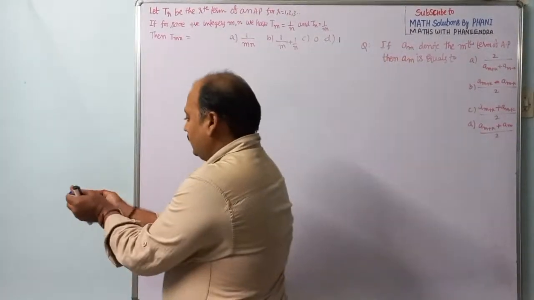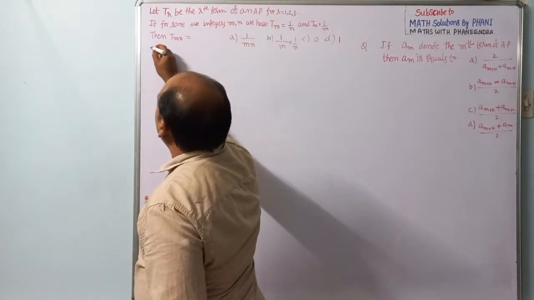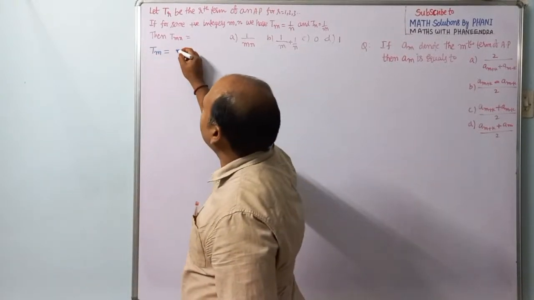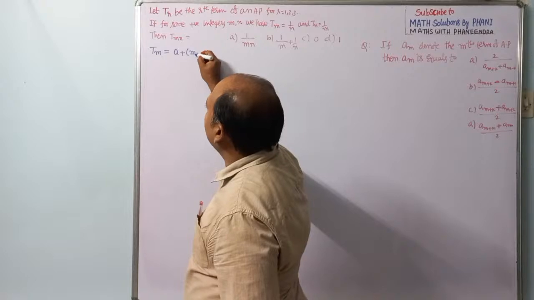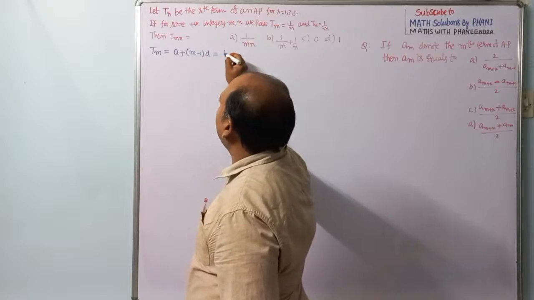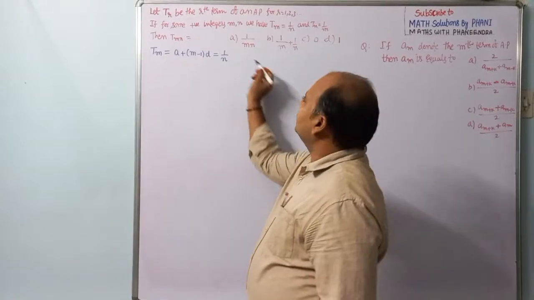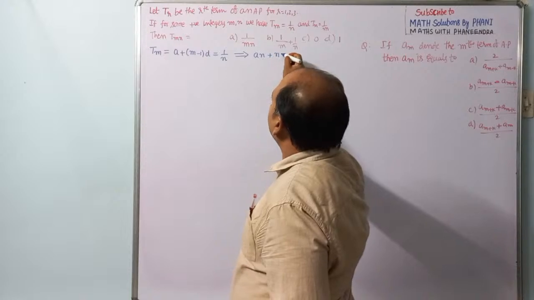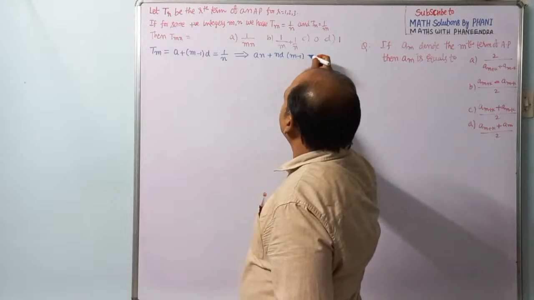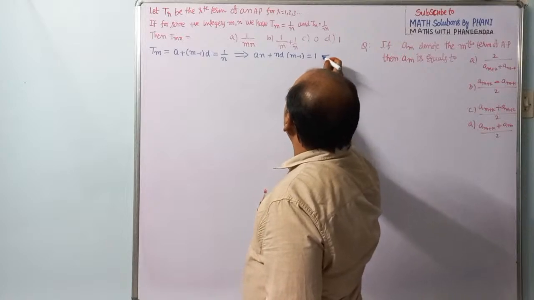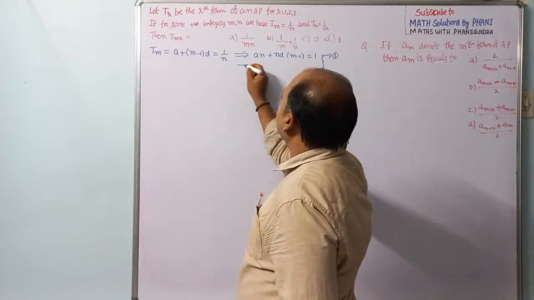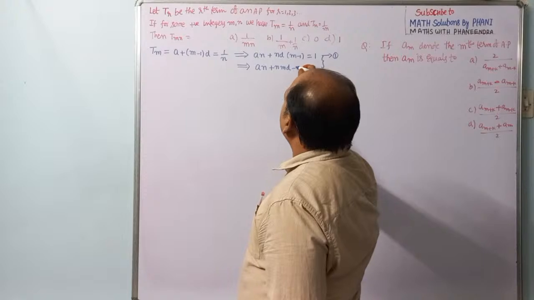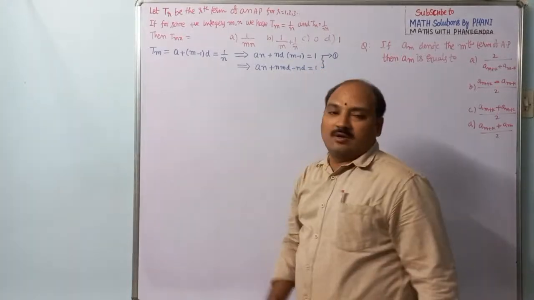See, first we have to use the terms. Tm is equal to, what is the formula for the nth term of the AP? A plus n minus 1 into d. So a plus m minus 1 into d is equal to how much it is given? 1 by n. Just cross multiply and simplify. An plus nd into m minus 1 is equal to 1. Keep it as equation number 1. Even more simplified: an plus nmd minus nd is equal to 1.